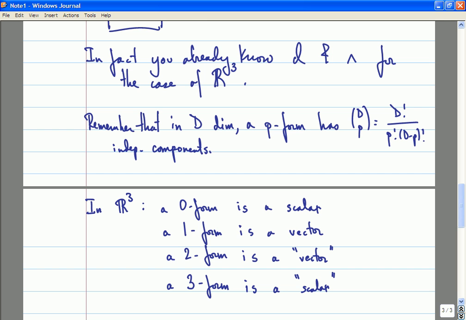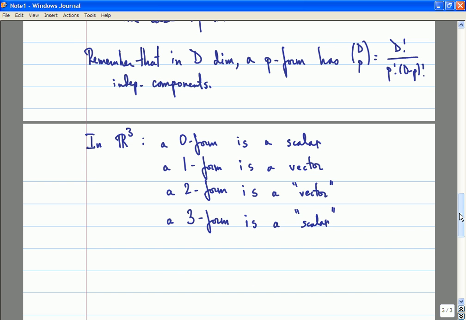So, what are the multiplication and derivative operations, the exterior product and the wedge product, acting on these guys? Well, for example, how would you multiply a zero form and a one form, a scalar and a vector? Well, you just multiply them together. Likewise, if you want to multiply a zero form and a two form, or a zero form and a three form, you just take that scalar and you multiply it times the vector or scalar to get another scalar.